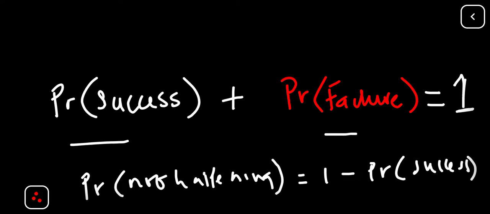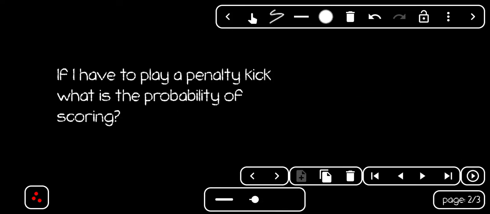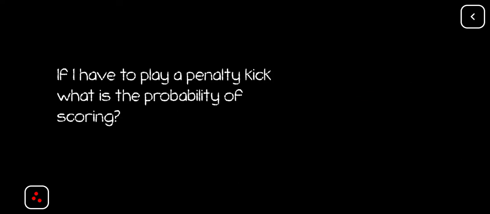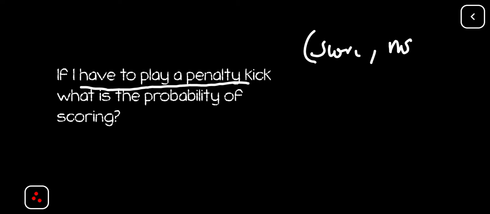But how is it that the probability of success plus the probability of failure equals 1? We can explain it this way. Let's say you have to play a penalty kick. Normally during penalties, there are just two possibilities. It's either you score or you do not score. These are the two possibilities. So the sample space here we can say is 2. So the number of possible outcomes is 2.